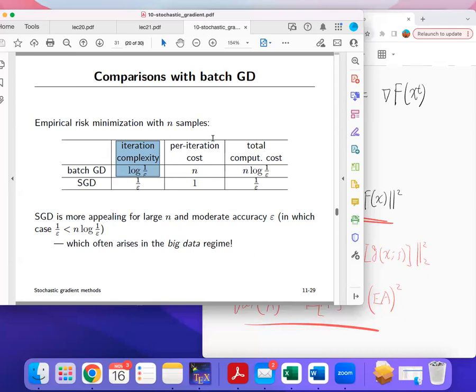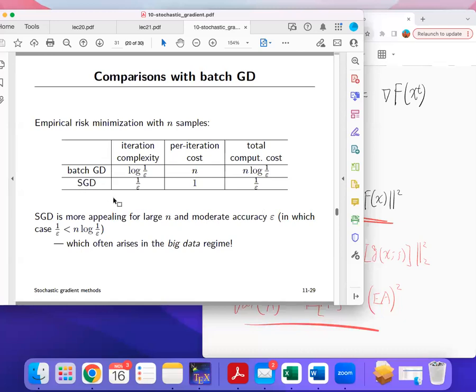However, on the other hand, in every iteration, we need to compute the full gradient. Let's say your underlying stochastic programming problem has n data samples. That means in every iteration, if you want to apply gradient descent, you need to compute the gradient with regard to all these n data samples. So the per iteration cost scales linearly with your data size or the problem size. So the total computation cost is the multiplication of these two. You need to run this many iterations to achieve epsilon accuracy, and every iteration you need to compute the gradient with regard to n samples. So in general, your total computation of the gradient is n times log 1 over epsilon.